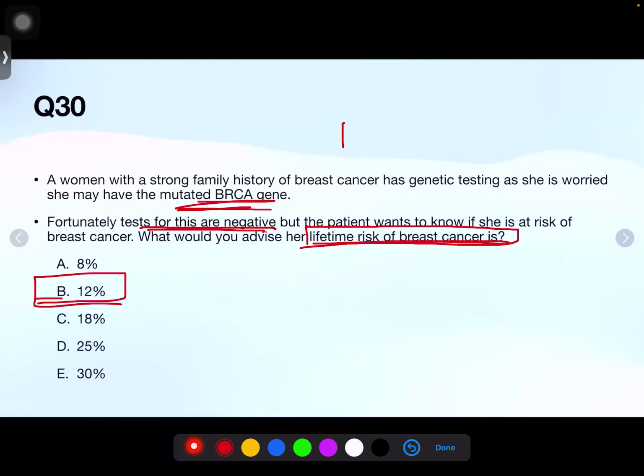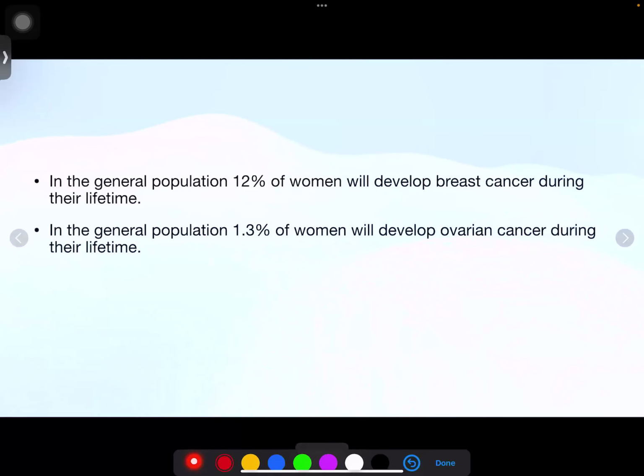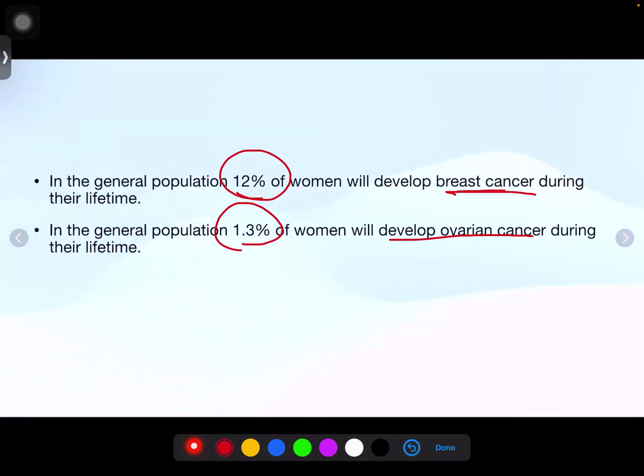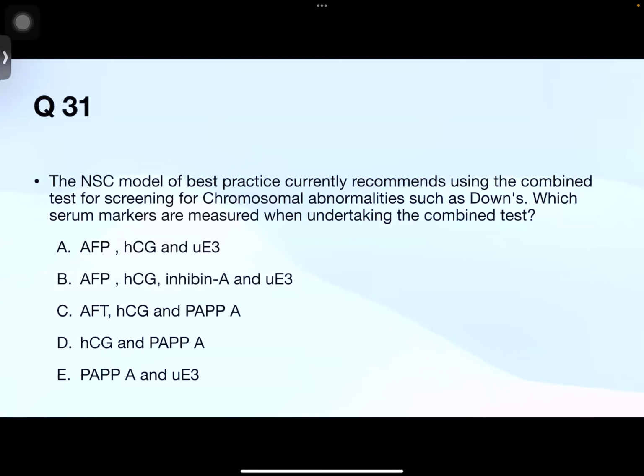No. Now again, there are two lifetime risks you have to remember. The 12% risk to develop breast cancer: this is the risk all of us in the general population have, that 12% of us would develop breast cancer and 1.3% would develop ovarian cancer. So these two lifetime risks are also important.